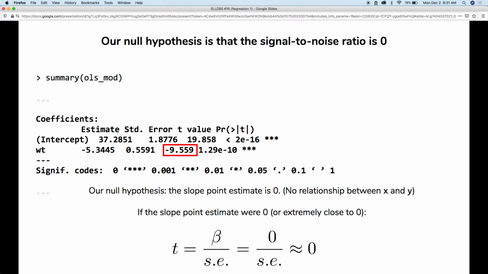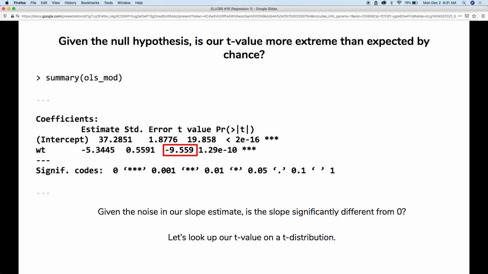Well, our null hypothesis in a regression is that the slope is 0, that there's no relationship between our x and our y values. So if our null hypothesis is that the slope point estimate is 0, then the t-value is also going to be 0. And that's our null hypothesis: no relationship between x and y. So the question basically becomes, given that null, is the t-value that we've calculated more extreme than we would expect by chance? And we can do this by just looking up our t-value on a t distribution.